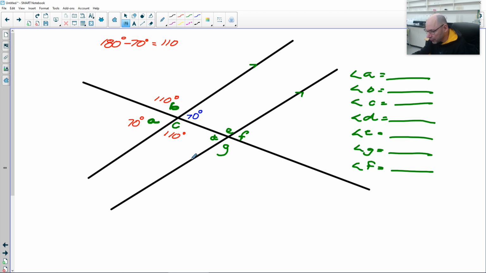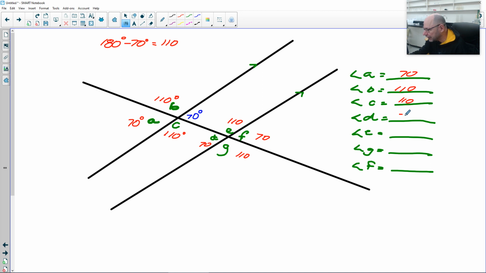So these ones are parallel and these ones are parallel. So that means these ones are going to be the same size as these ones. So D and A are going to be the same. B and E are going to be the same. C and G are going to be the same. And 70 and F are going to be the same. So you know this is going to be 70. This is going to be 110. This is going to be 70 again. And this is going to be 110. Okay, so that's kind of how we get all of our angles. So that's 70, 110. Okay, and then C is 110.